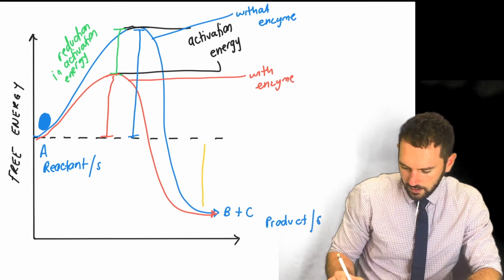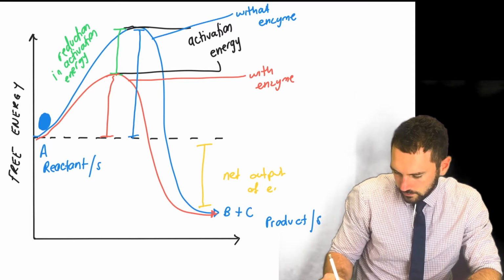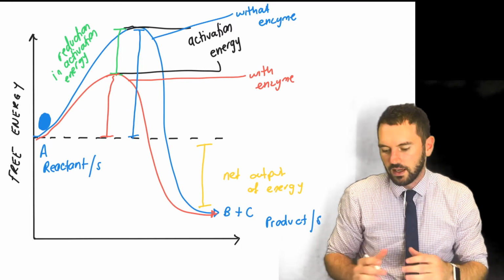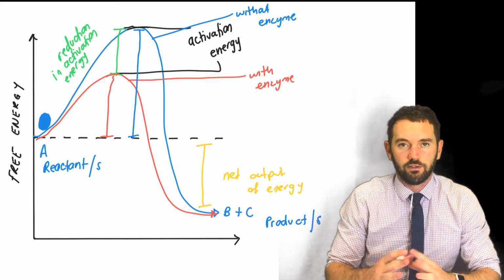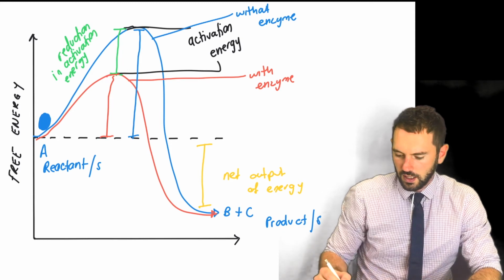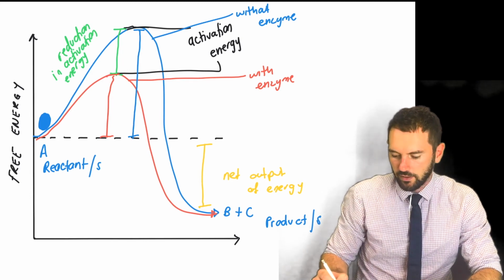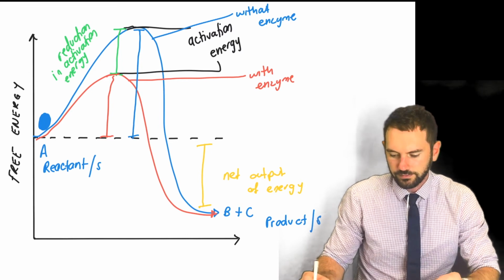This distance here is the net output of energy. So this is the energy that has come from breaking down those bonds and releasing that energy into the free environment, into that free state. So that's the energy released from that particular reaction. So this would be an exothermic reaction.